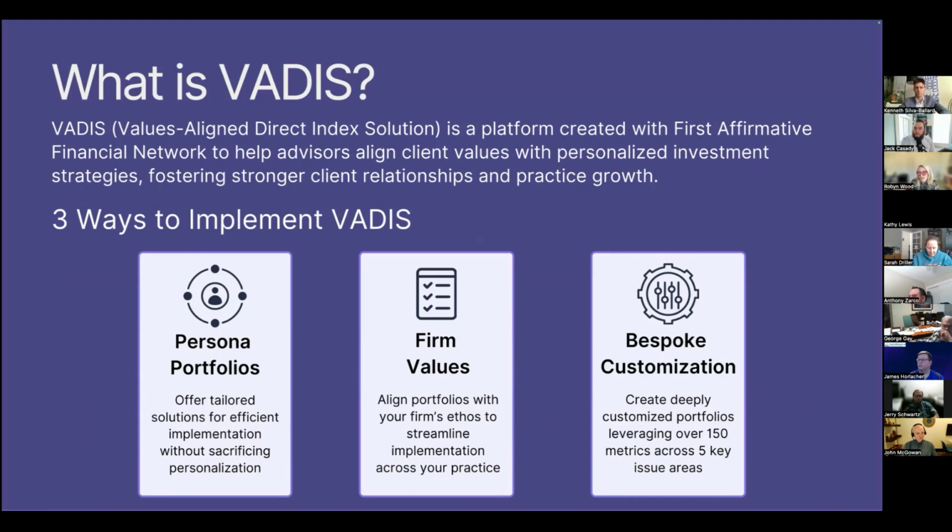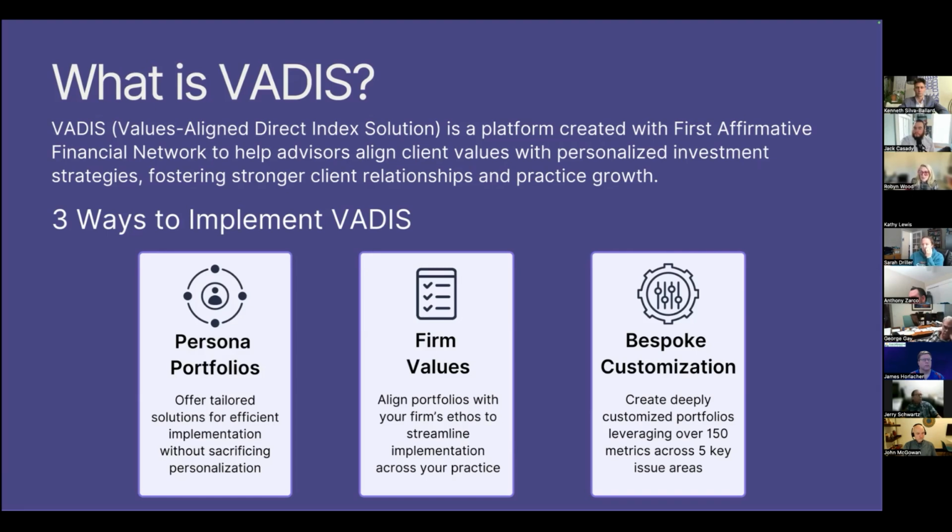So, with that, some of the advantages of a values-aligned direct indexing solution and some ways to implement it. We like to look at it as a few ways that you can present this or talk with clients and prospects that may be interested in having a more personalized portfolio. You can do that by maybe starting with your own firm's values. Maybe you've got a baseline where these are some great options for screening out or screening in particular value preferences, along with personas.